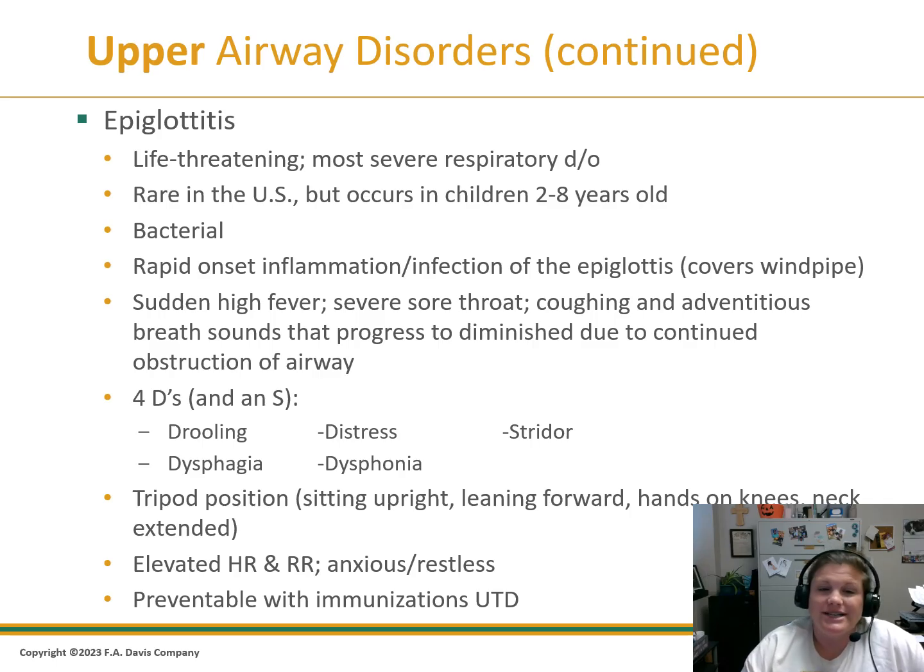With this, there is rapid onset of inflammation and infection of the epiglottis. Remember, that's the structure covering the windpipe. And the patient's going to manifest the following description. Sudden high fever, like 104, 105 high fever. Severe sore throat. Coughing and adventitious or abnormal breath sounds.